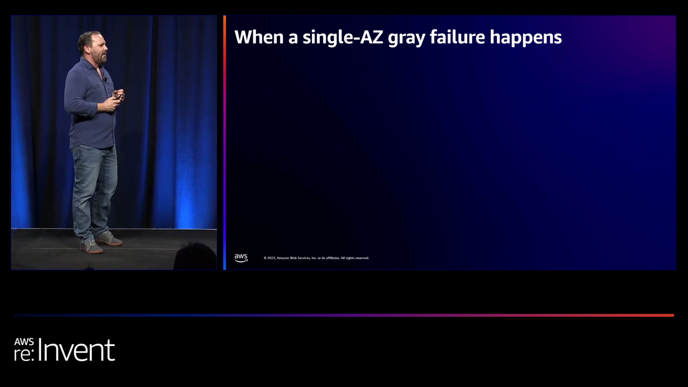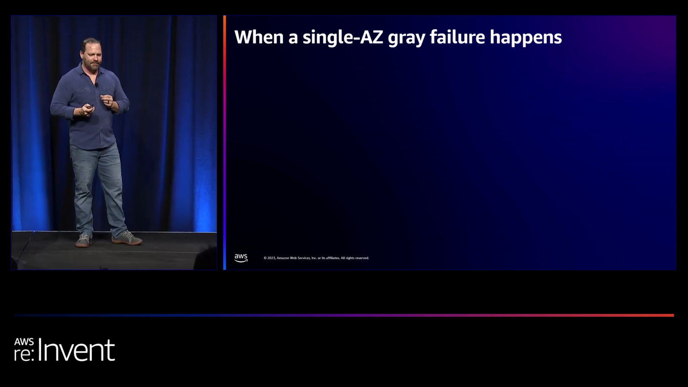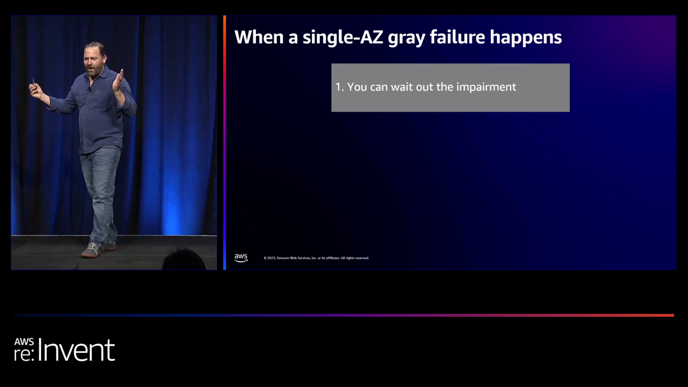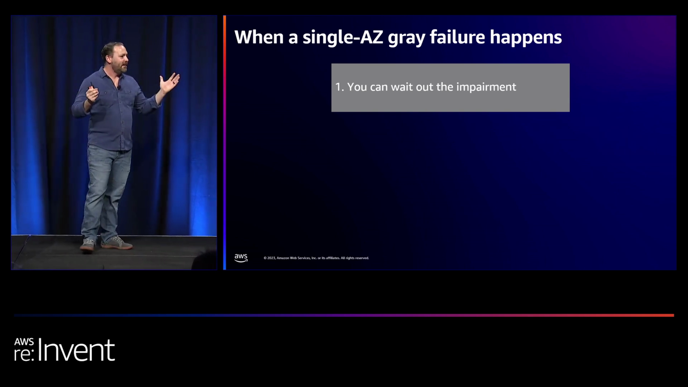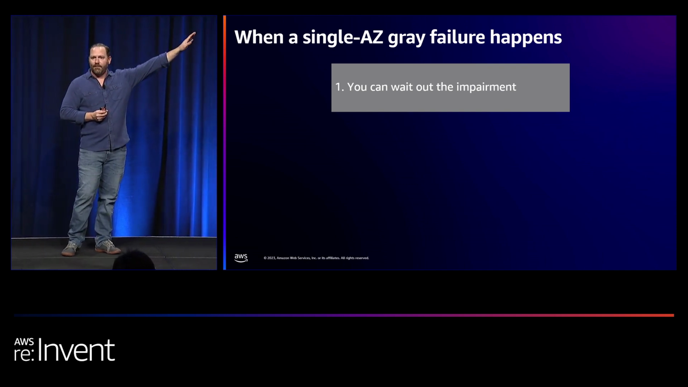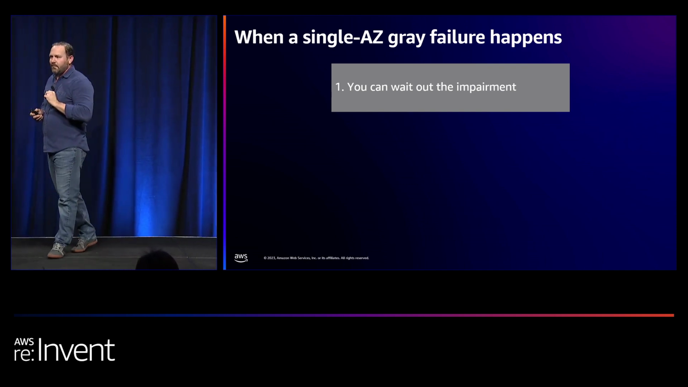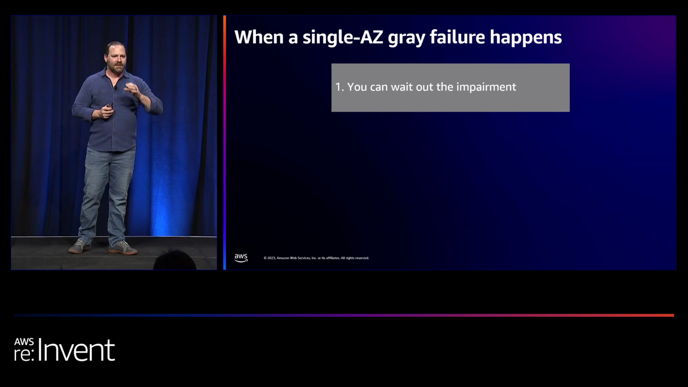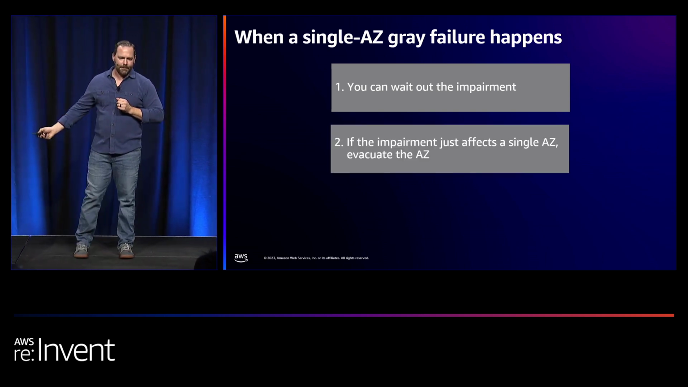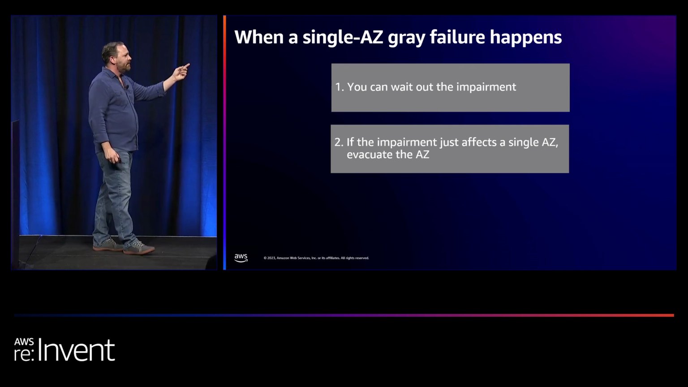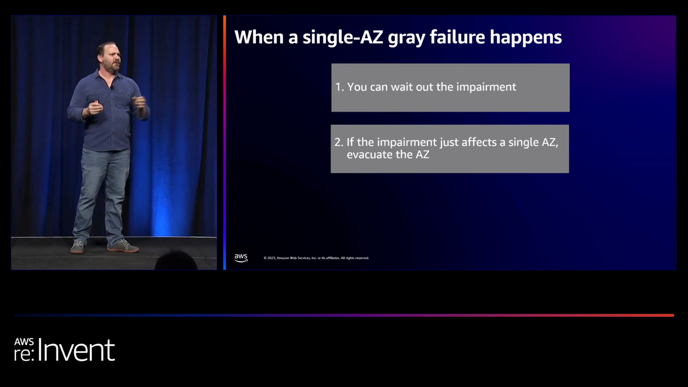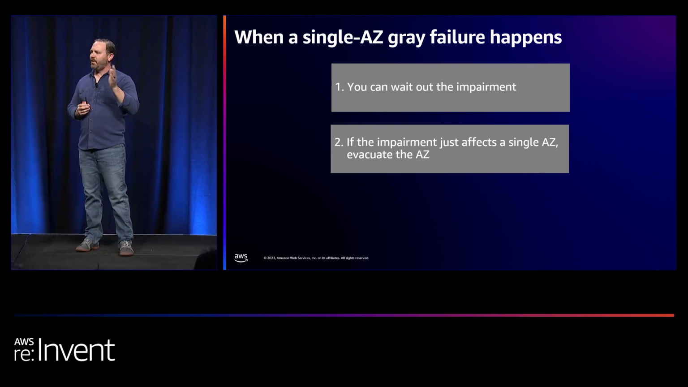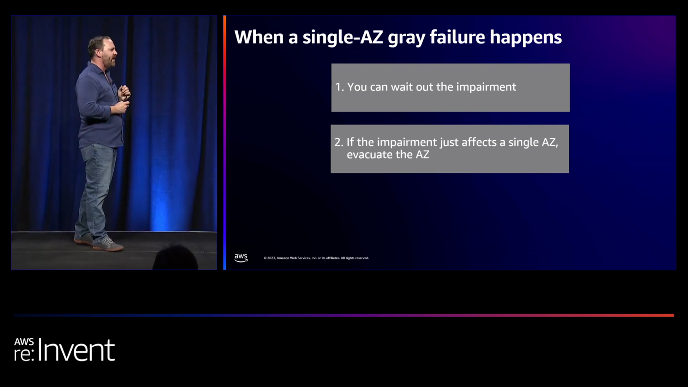So when a single AZ failure happens, we really have 3 options. Your first option is you can wait it out, right? Wait for somebody else to notice, wait for it to go away. And I'll be honest, a lot of customers choose option 1. And if you do, that's okay. But just realize, right, you're going to see some impact to your customer experience while that gray failure is happening. Our second option is if the impairment affects just a single availability zone, we can evacuate that AZ. Right? We can leave that AZ, stop doing work there, to make the failure go away.